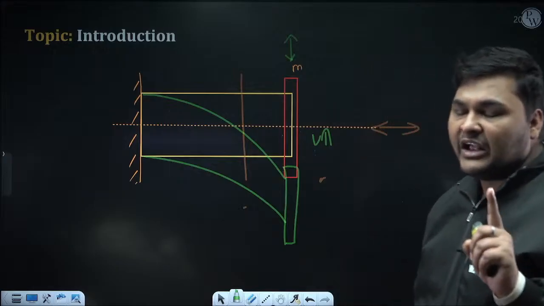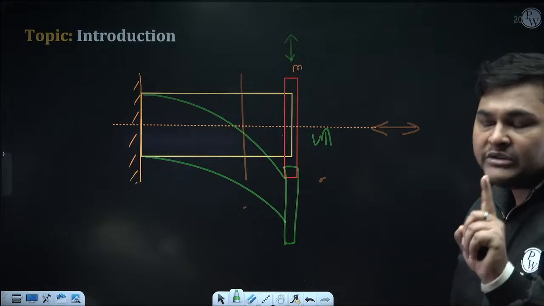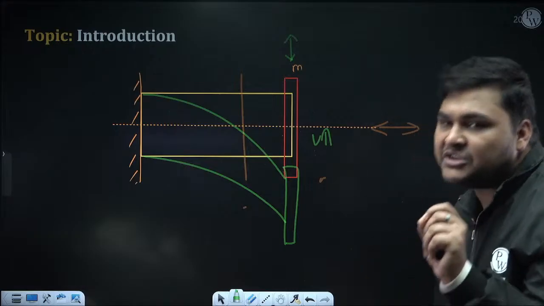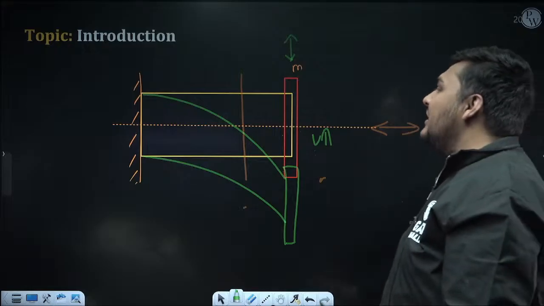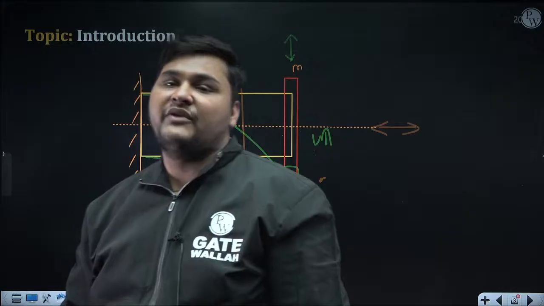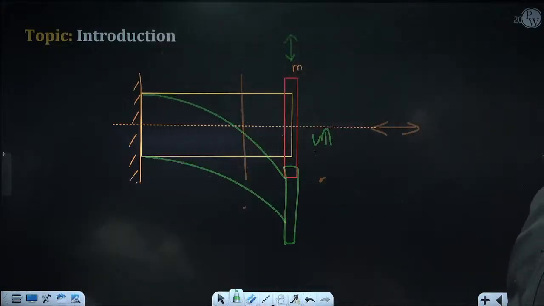Now again in transverse vibration also restoration is occurring due to stiffness. But now that stiffness is not axial stiffness, that stiffness is bending stiffness. So we can say in transverse vibration, restoration occurs due to bending stiffness of the structure. Okay. Next, what about torsional vibration?